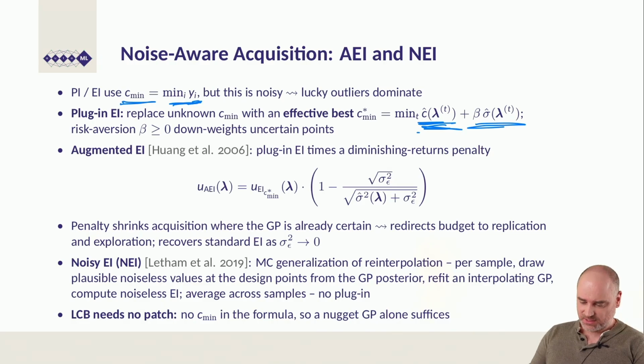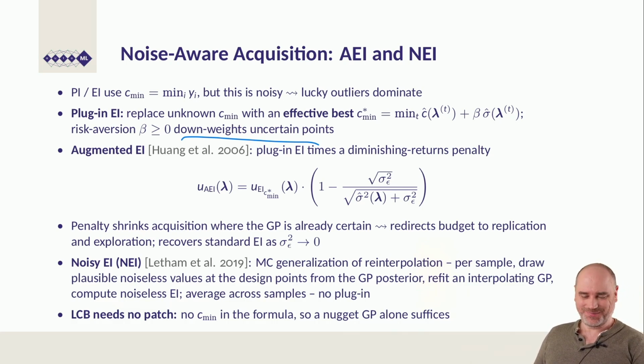So this second thing would make the effective best computation even more risk averse, because we are downweighting uncertain points. Now there's already a very old, and old here means 20 years, noisy version of the expected improvement. That's by Wang et al. from 2006. It's called the augmented expected improvement.